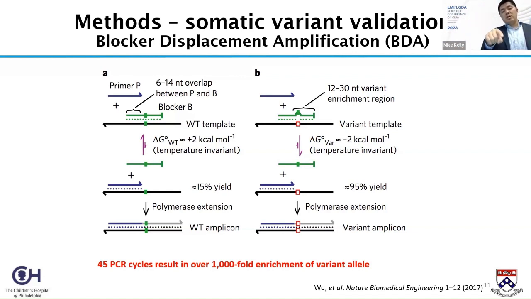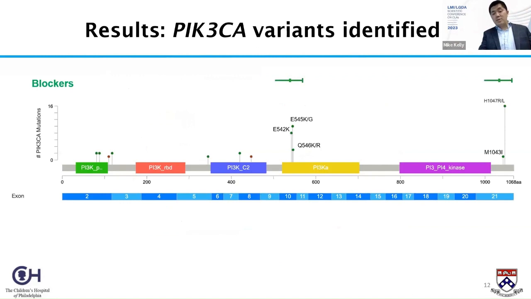So here, in wild type is a positive, and in the mutant is negative, and in this way you can enrich the amplification with the mutant allele actually, and it has been reported after 45 PCR cycles, it can enrich like 1,000 folds. So by using this way, we confirm all the somatic variants.